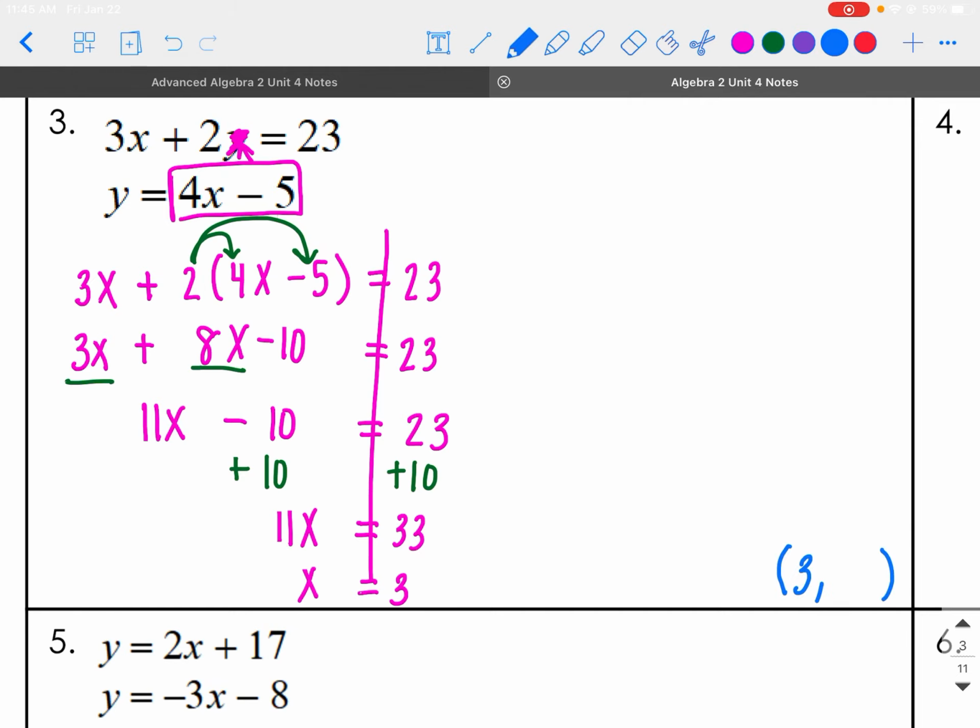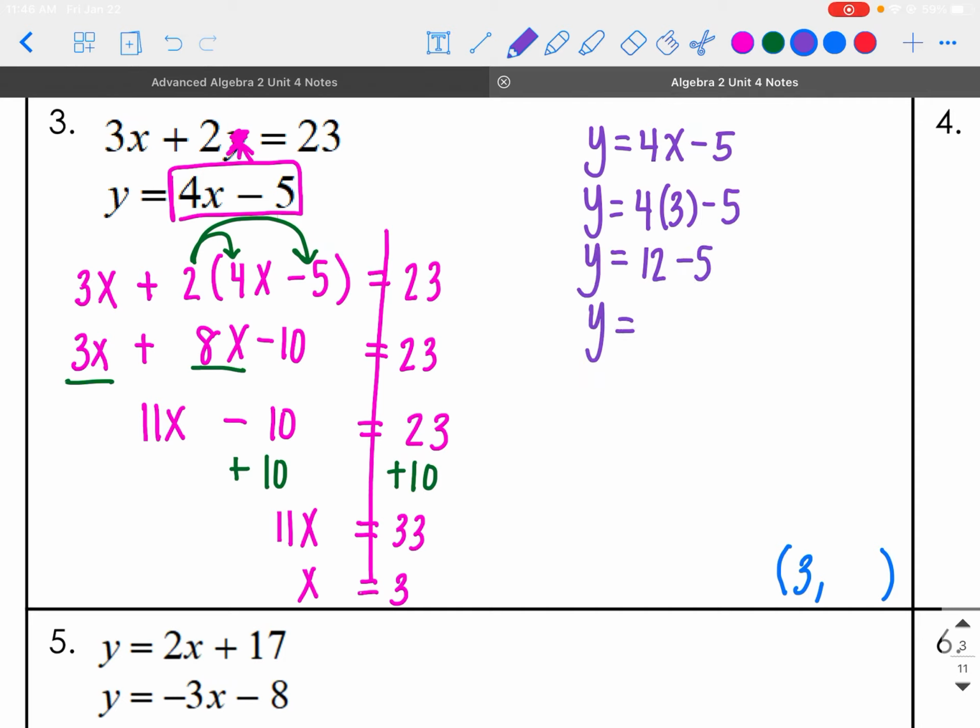So I have the x value of my solution. However, neither of my equations told me exactly what y equals. It did tell me that y equals 4x minus 5. And since I know what x is, I can plug that in. I know that x is 3. That's what I just found. So 4 times 3 is 12 minus 5. So y is 7. My solution is the point 3, 7.